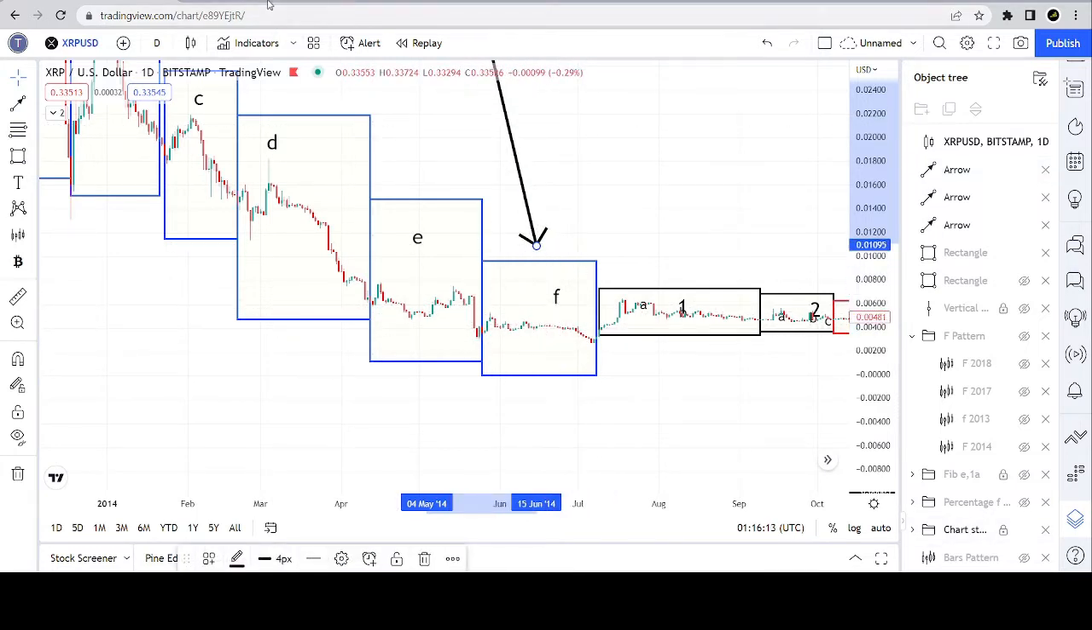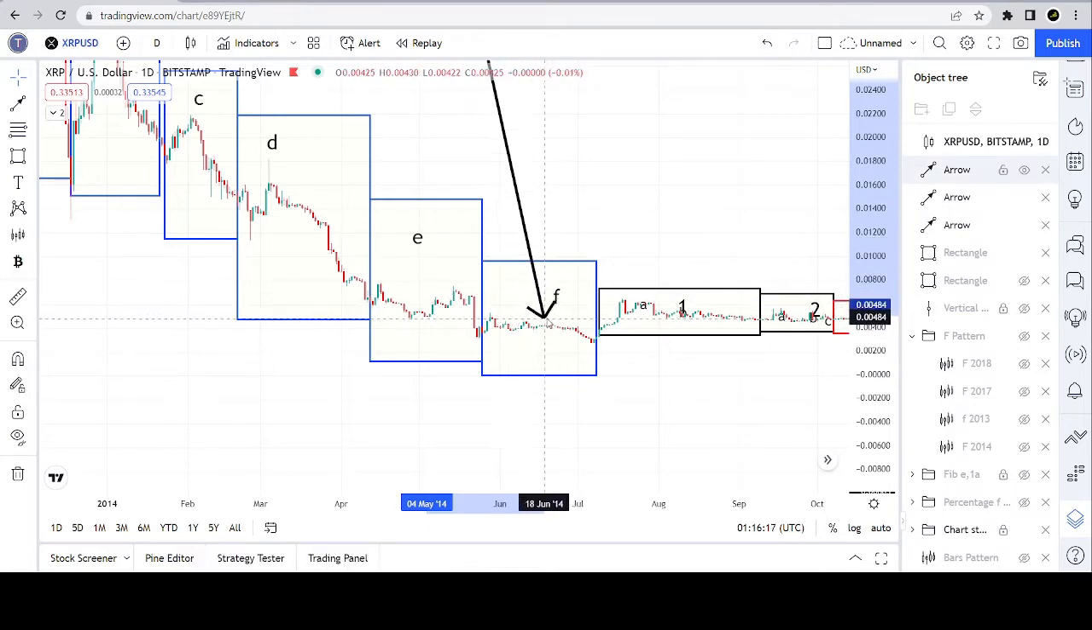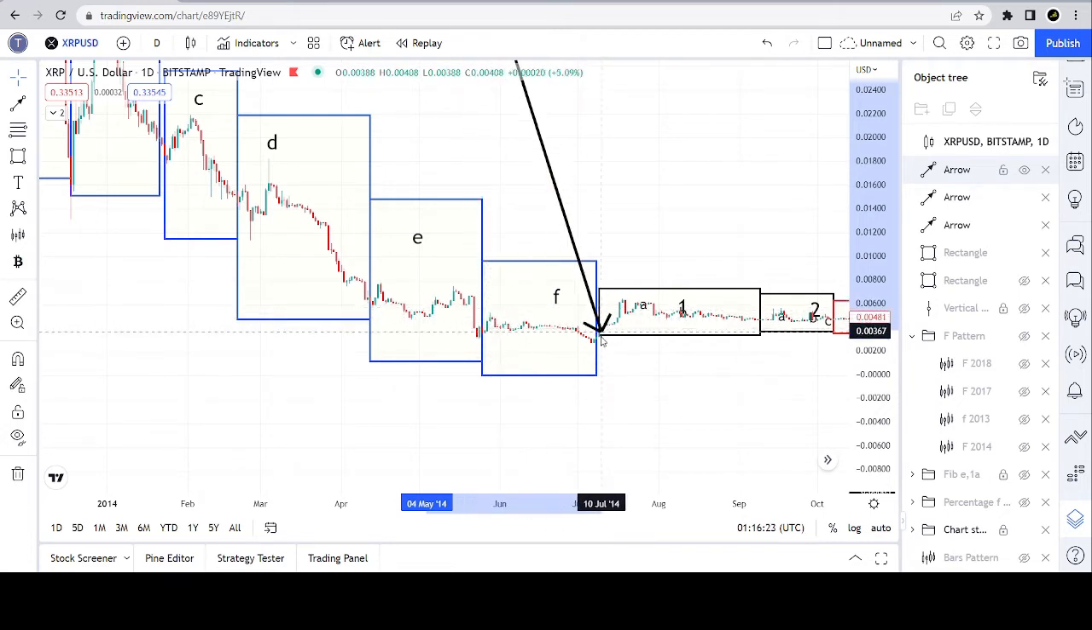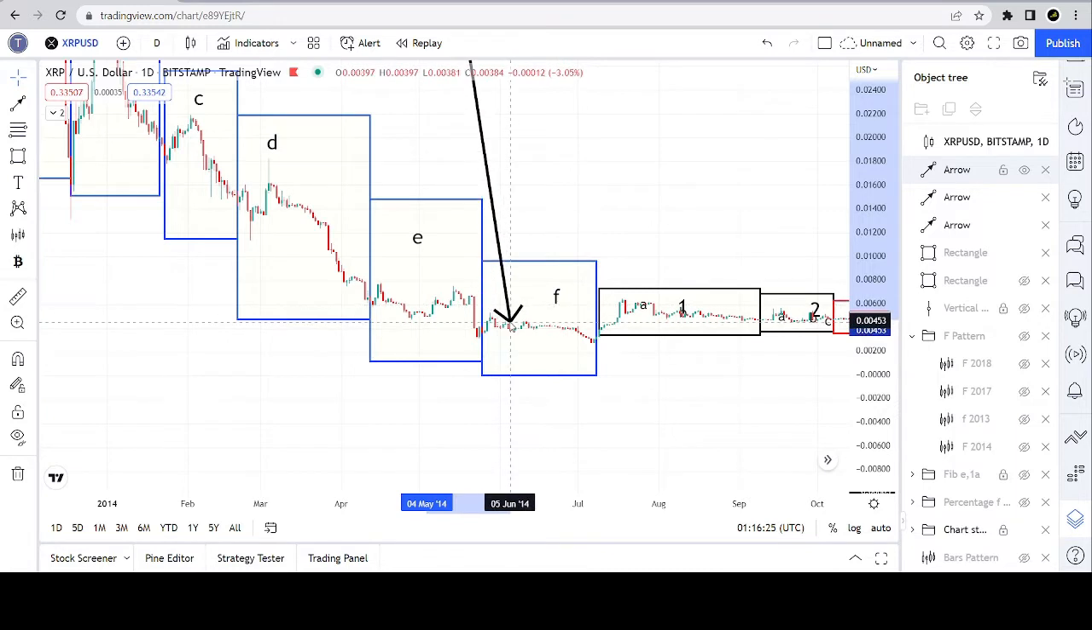Let's go further in time and see what else we can examine about this current structure and compare it to where we are now. Now, one other important thing: this is the first time this pattern took place, and essentially all the patterns moving forward are a repeat or a copy of this one.